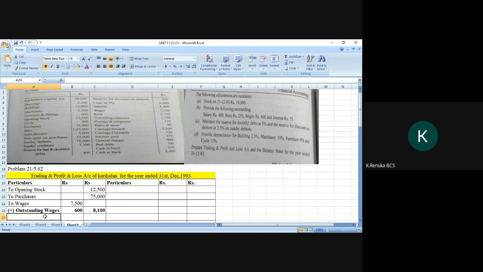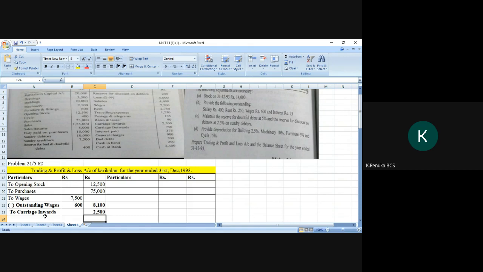Next, after wages, we need to check for any other expenses which have been incurred at the time of trading. When we check the question, we have got carriage inwards. Carriage inwards will take place in the trading account. To carriage inwards, the value was 2,500.